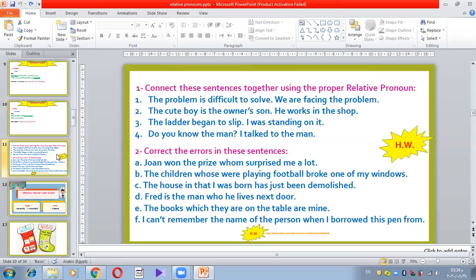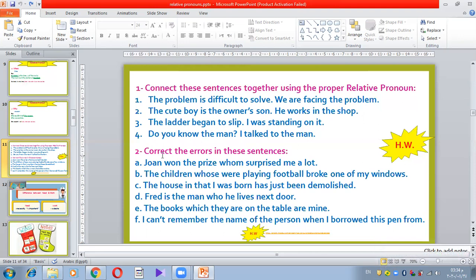So now let's practice. We have here two sentences. The problem is difficult to solve. You are facing the problem. We would like to connect these sentences together using the proper relative pronoun. How can we make the connection between them? That's your homework, guys. The cute boy is the owner's son. He works in the shop. The ladder began to slip. I was standing on it. Do you know the man? I talked to the man.